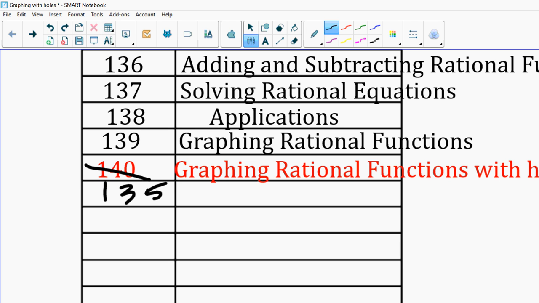We're going to graph rational functions that have holes in them. Have what? Holes. They have holes in them. Yep. Now listen to me. This is exactly what we've been doing for the past 2 days with one extra step. One. So hopefully this will go pretty quickly for you.